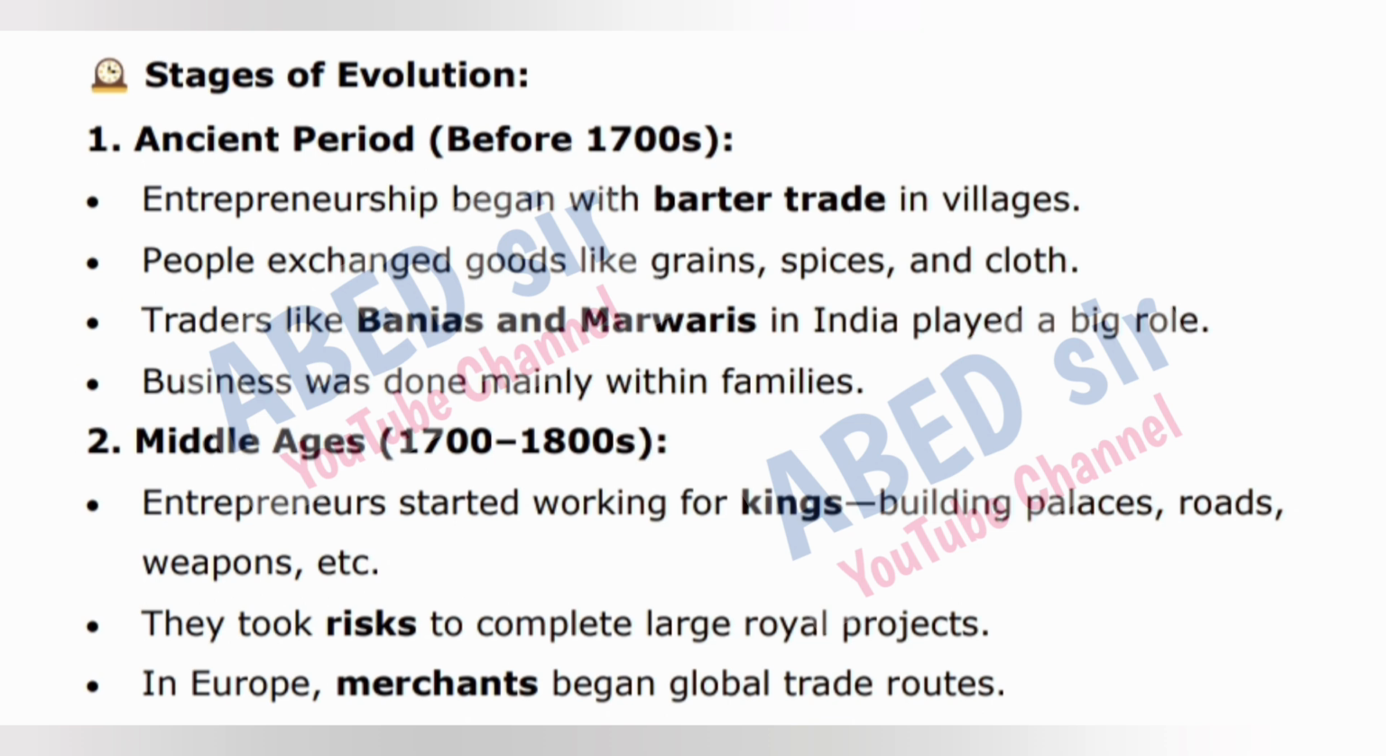2. Middle Ages, 1700-1800s. Entrepreneurs started working for kings, building palaces, roads, weapons, etc. They took risks to complete large royal projects. In Europe, merchants began global trade routes.